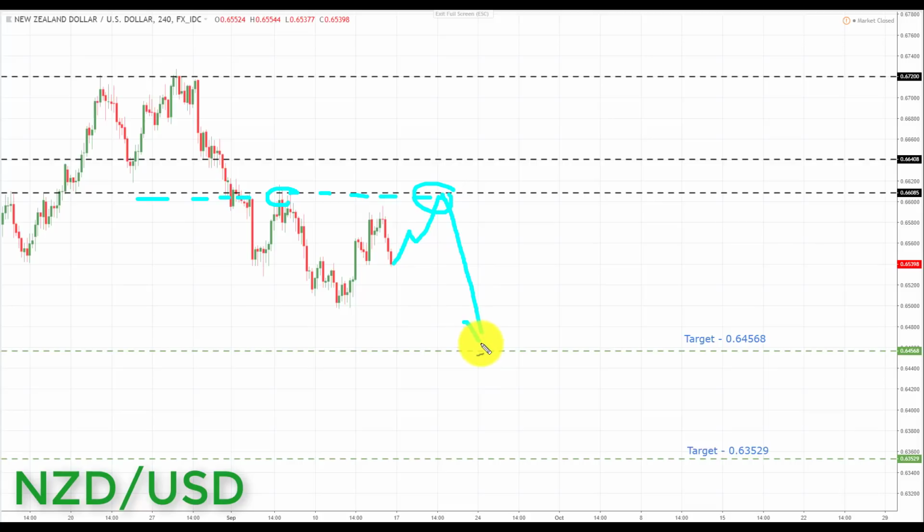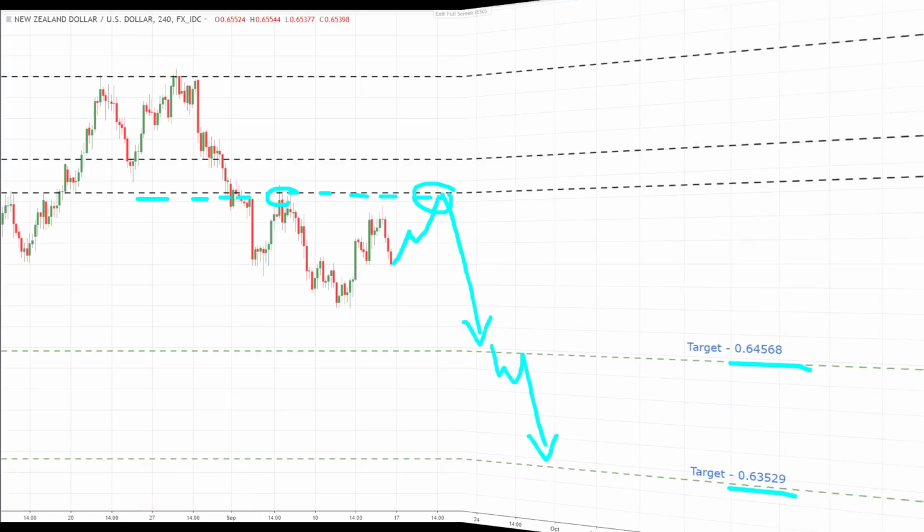and patterns. And we're going to be looking at initiating shorts down towards the next key area of support to the downside and the target set at the 0.64568. And if we can get a breakthrough here, we're going to be looking down towards the next key area of support to the downside and target 2 at the 0.63529.